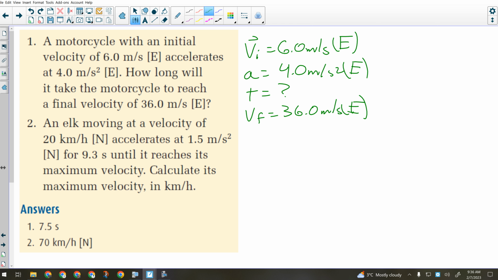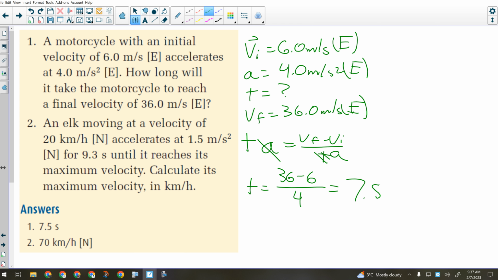So obviously I'm looking for time. I have the other 3 things that are in this formula here. So that'll be the same manipulation as the example we did. We'll multiply both sides by T, divide both sides by A, and we'll be left with that. Plugging in our numbers, we're going to have 36 minus 6 over 4. So 30 over 4 should give us 7.5 seconds.